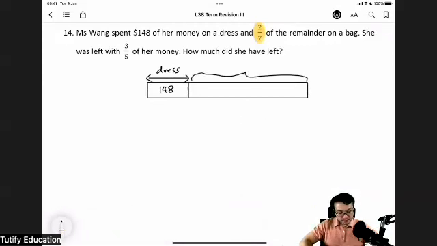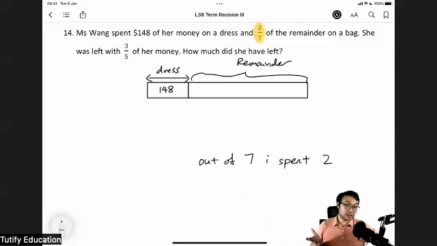This is the remainder, right? 5 units. Well, the question says that she spent 2 out of 7 of the remainder. So that means out of 7, I spent 2. Out of $7, I spent $2. Or maybe you can say out of 7 units, I spent 2 units.